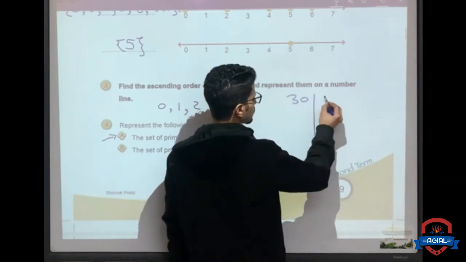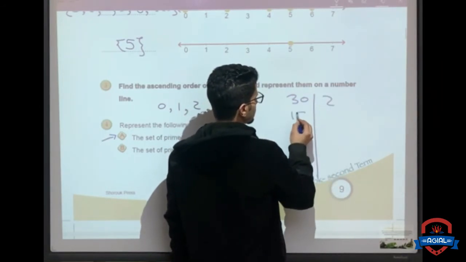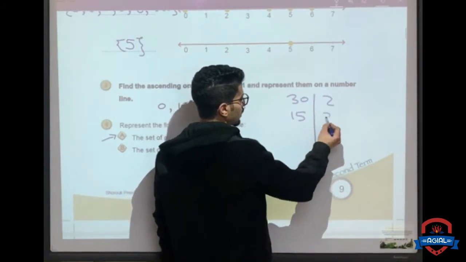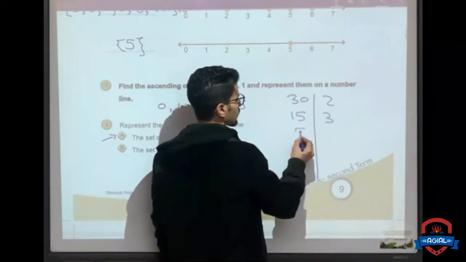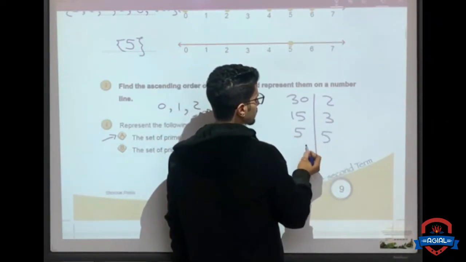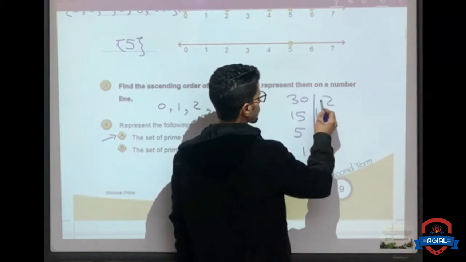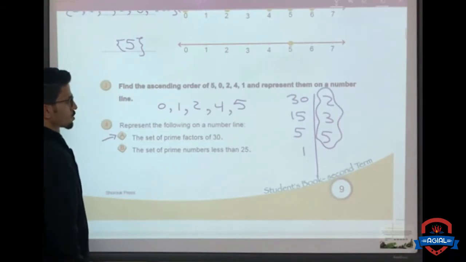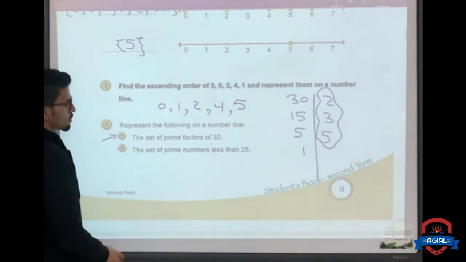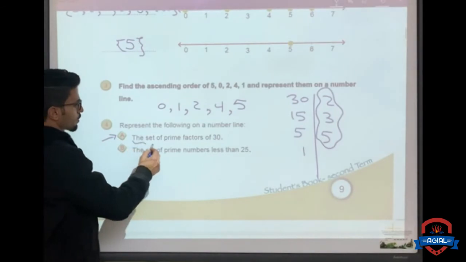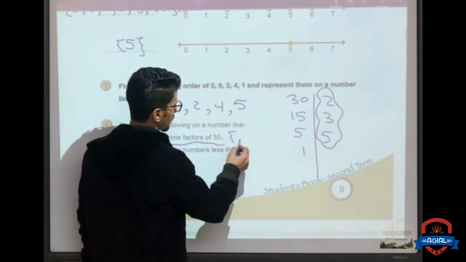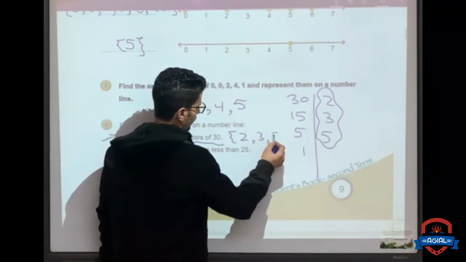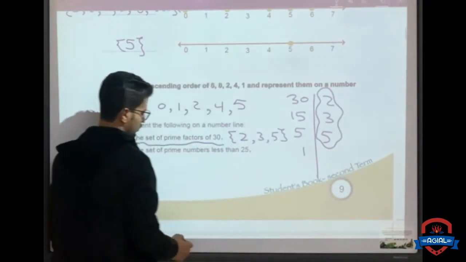So we start with 2. 30 divided by 2 is equal to 15, and 15 can't be divided by 2, so we choose to divide by 3. 15 divided by 3 is equal to 5, and 5 divided by 5 is equal to 1. So the prime factors of 30 are 2, 3, and 5. So the set includes 2, 3, and 5.